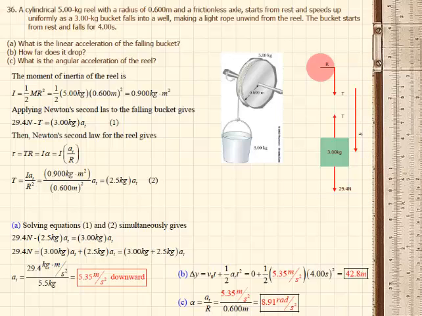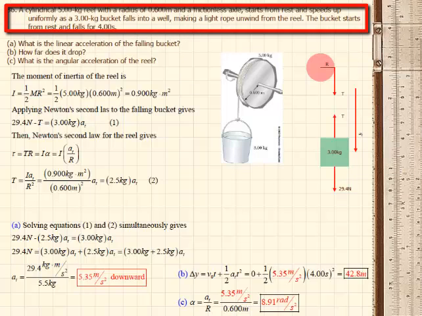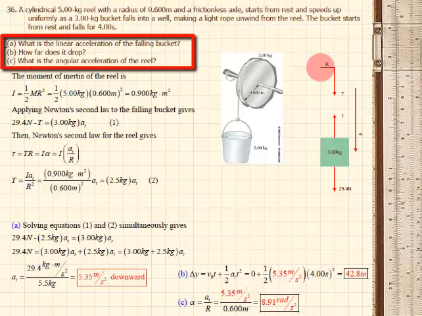In this problem, we have a cylindrical 5 kilogram reel with a radius of 0.6 of a meter and a frictionless axle that goes through there. It starts from rest and speeds up uniformly as a 3 kilogram bucket falls into a well, making a light rope unwind from the reel. The bucket starts from rest and falls for 4 seconds. So in this problem, they're going to ask us for 3 solutions.